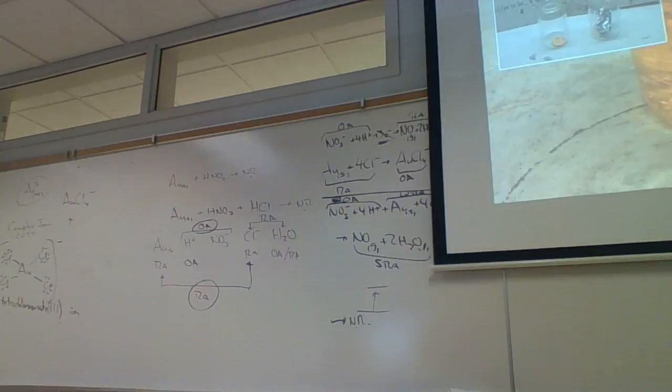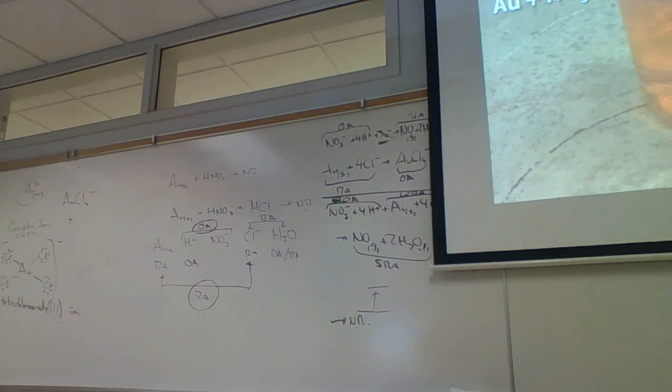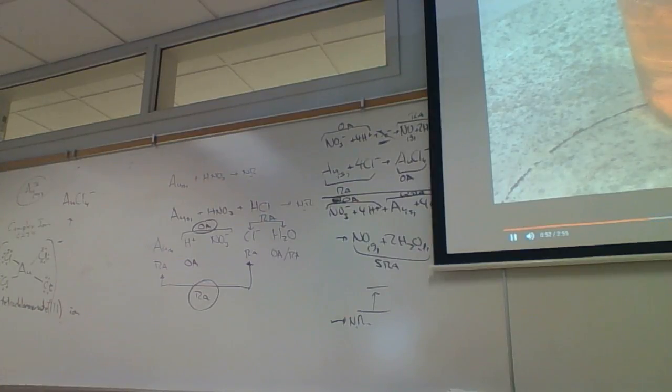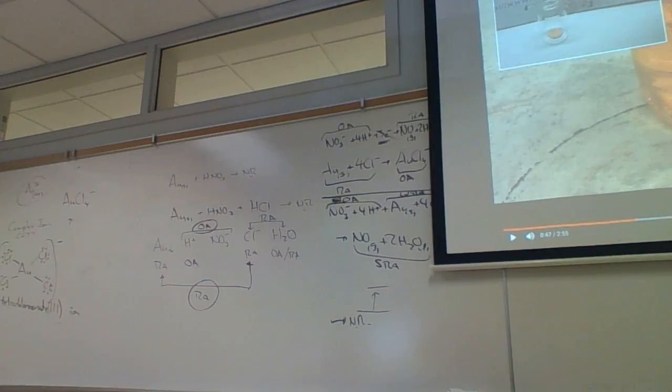We showed in a previous video that gold will not dissolve with either hydrochloric acid or nitric acid alone. What's happening here is that the nitric acid is first oxidizing the surface of the gold. Then the chloride ions in hydrochloric acid react with the gold ions to form a complex ion that dissolves away in the solution.